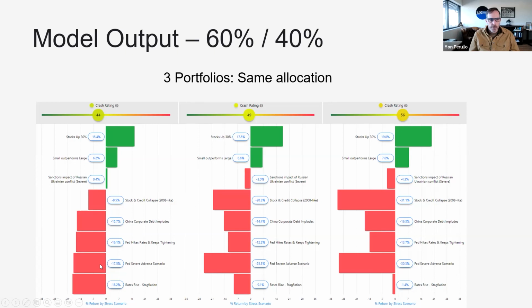Something happens specifically. Yeah, it probably has some assets that change performance on the downside. That's exactly right. Some of them have more government debt. Some of them have more.